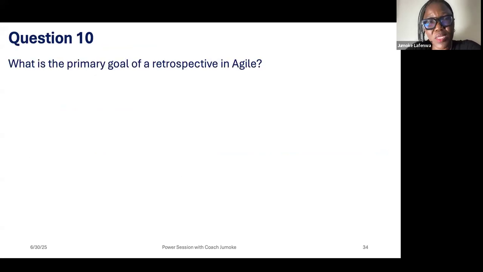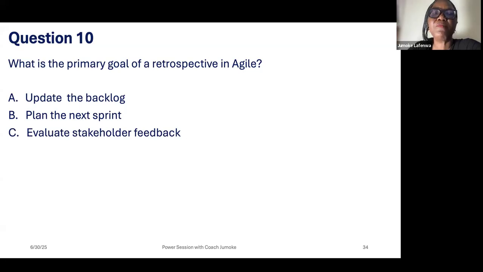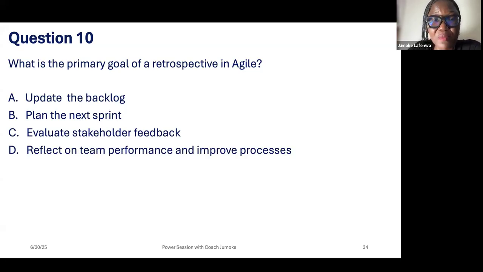The last question, the 10th one: what is the primary goal of a retrospective in Agile? A, update the backlog. B, plan the next sprint. C, evaluate stakeholder feedback. D, reflect on team performance and improve processes. This one, I'll count up to 10. 1, 2, 3, 4, 5, 6, 7, 8, 9, 10.